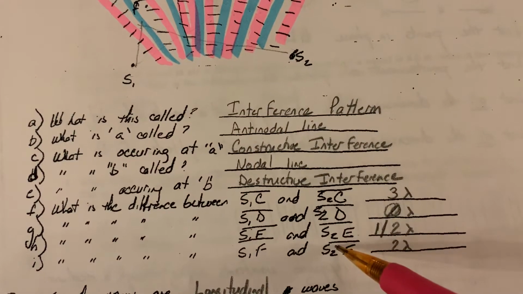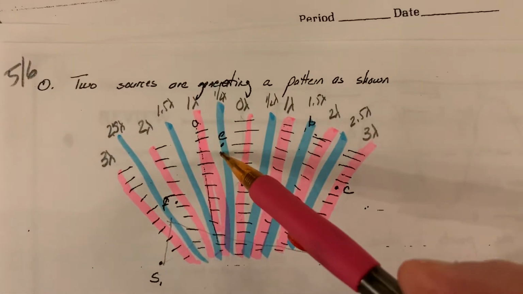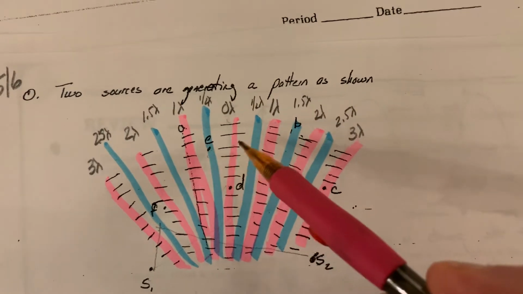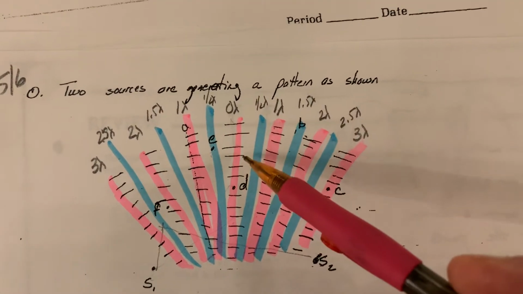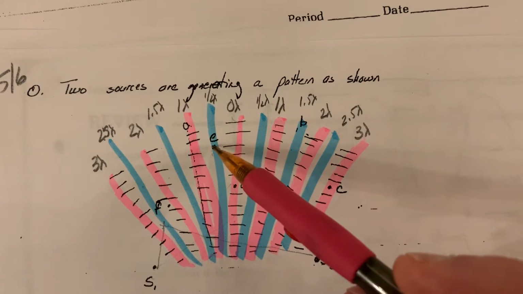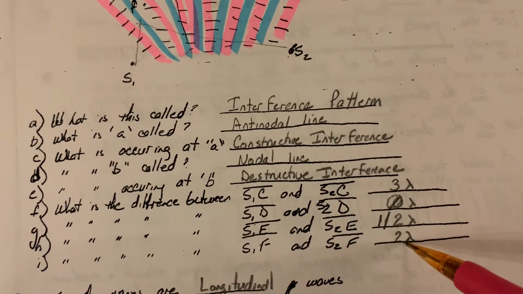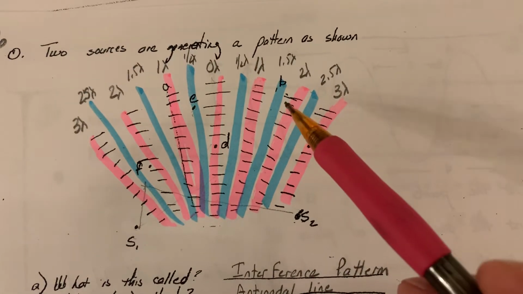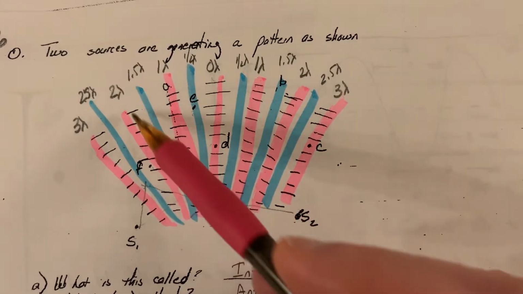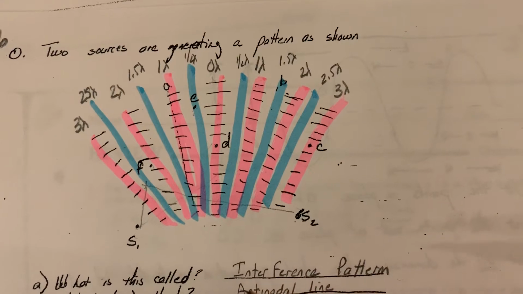Next one to E is right over here. That's right off from that central line, called central maximum. And that's going to be 1/2 wavelength. And of course, to F is going to be 2 wavelengths. And F is right over here on that constructive interference or antinodal line.